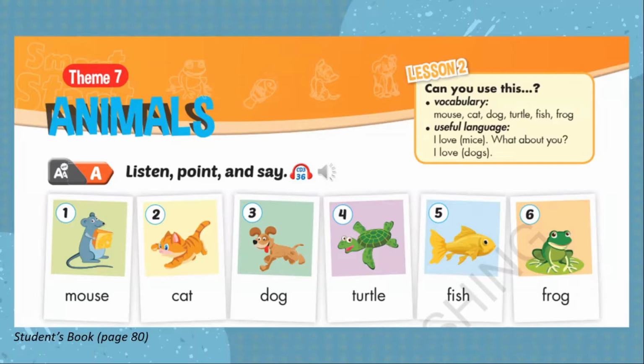1. Mouse. 2. Cat. 3. Dog. 4. Turtle. 5. Fish. 6. Frog.